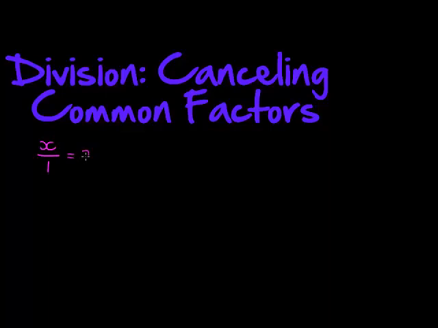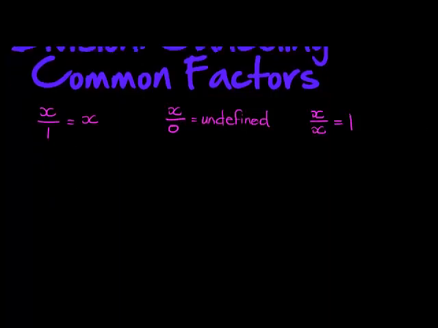is equal to itself. We also saw that any number divided by 0 is undefined, and this is very, very important. We may not divide by 0. It's not allowed, because it's undefined. And then finally, any number divided by itself is equal to 1. And we said that division means how many times can I subtract something to get 0.